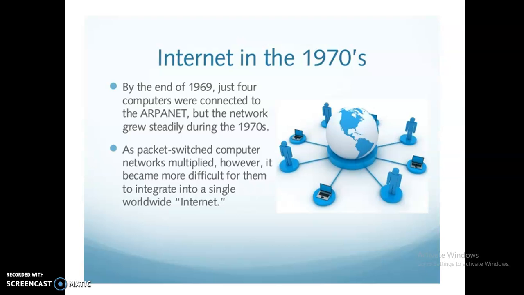But at the beginning of the internet, just 4 computers were connected to the ARPANET, but the network grew steadily and reached this type of growth. Okay, the packet-switched computer networks multiplied. However, it became more difficult for them to integrate into a single worldwide internet.